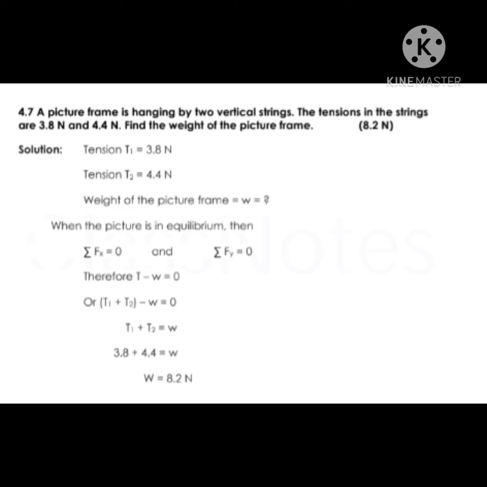When the picture is in equilibrium, then summation F of x equals 0 and summation F of y equals 0. Therefore, tension minus weight equals 0. By putting the values of tension, that is T1 plus T2 minus weight equals 0. Here T1 plus T2 equals weight. By putting the value of tension, that is 3.8 plus 4.4 equals weight. So total weight is 8.2 Newton by adding the tension T1 and tension T2.